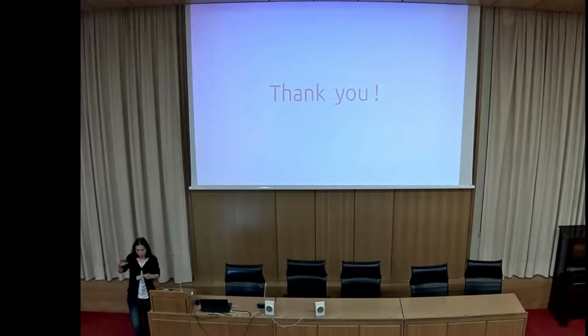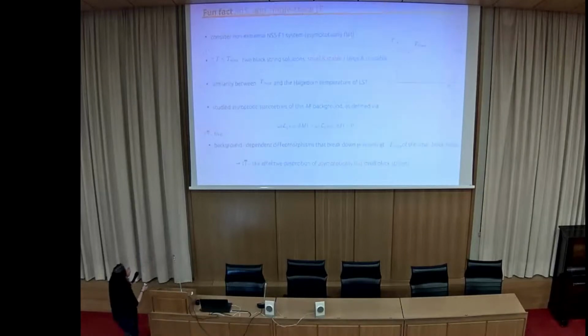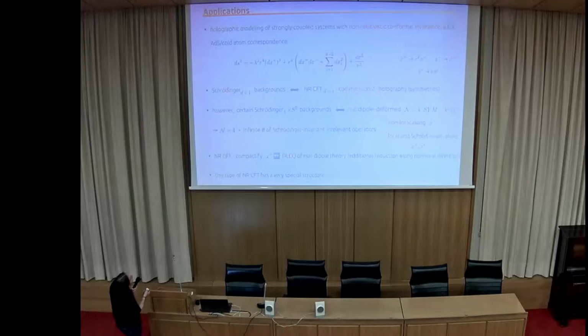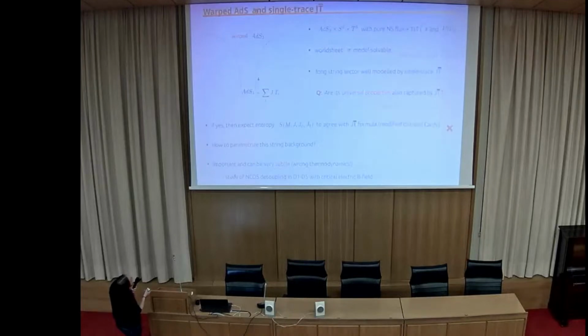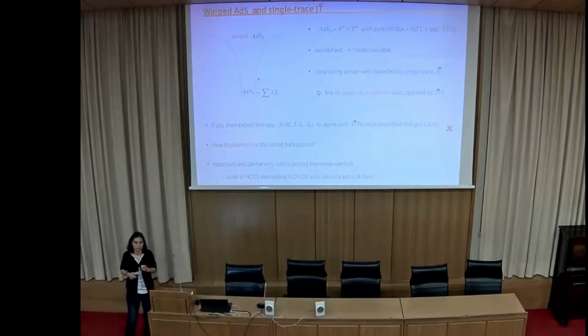Well, so people actually have, yeah. Maybe I have some backup slides. I don't know how useful. Okay, yeah. So for example, if you take this setup, AdS3 times S3 with pure NS, and then you do TsT on time and space, like in AdS3, then you get a solvable worldsheet sigma model. If you look at the long string sector of the sigma model, you find the spectrum precisely in the single trace JT-bar.